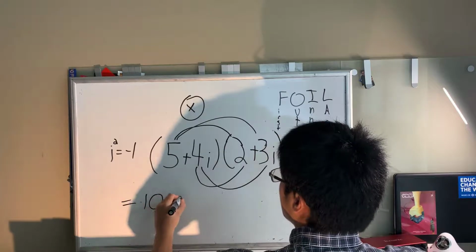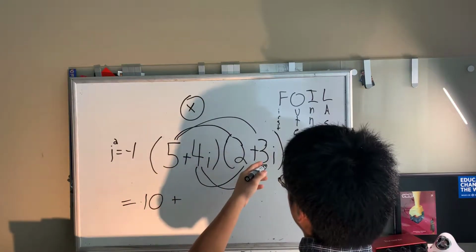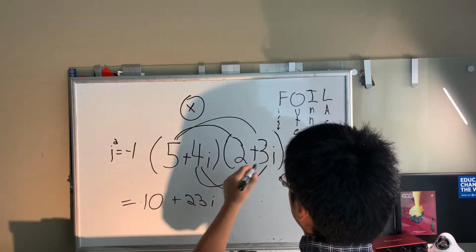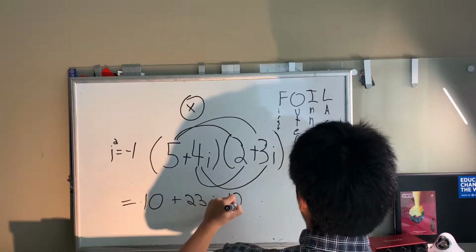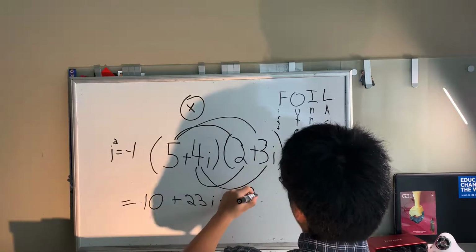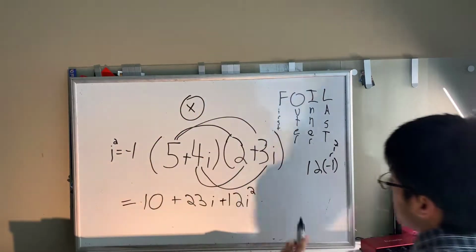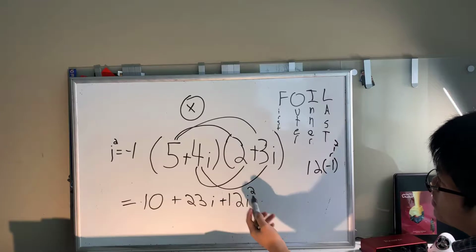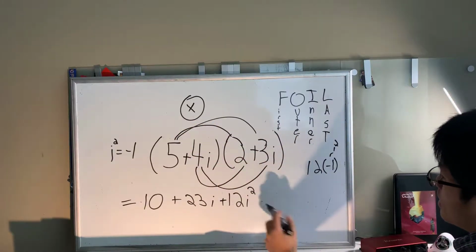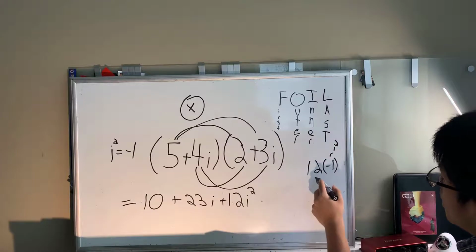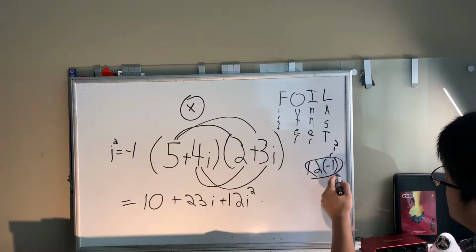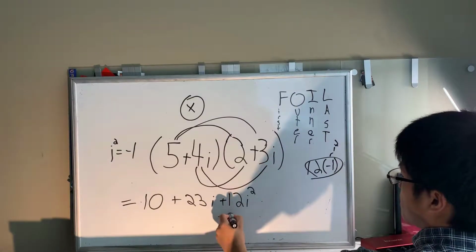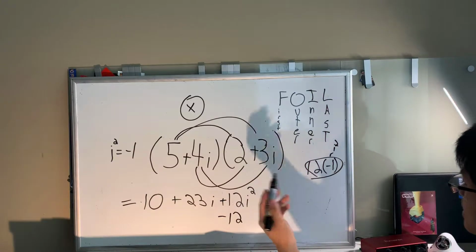We get 10 plus 8i, 15i, and 15i is 23i, plus 12i squared. So hopefully you're keeping the I squared theory in mind because we have an I squared right here. This I squared can be substituted as a negative 1. Therefore, you're practically looking at 12 multiplied by negative 1, negative 1 being the I squared. So this should be actually a negative 12, and that's it.